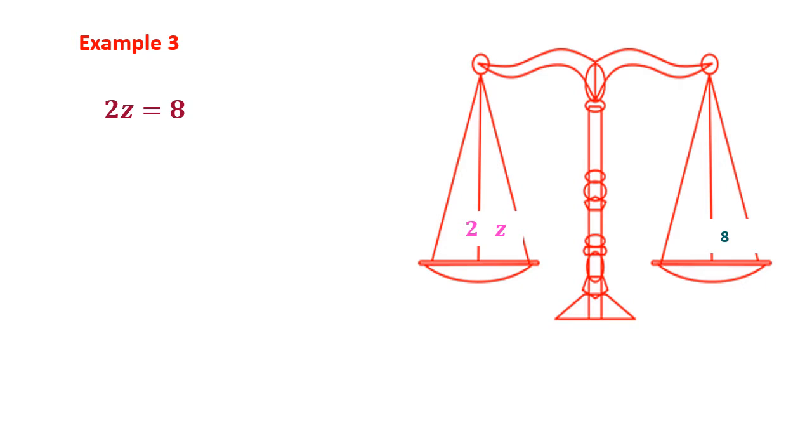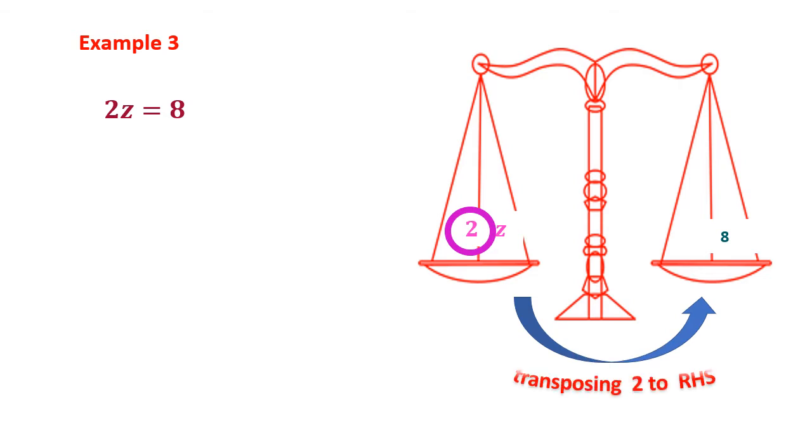Our aim is to remove 2 from LHS. So we will eliminate 2 from LHS. In order to eliminate 2, we have to transpose it to RHS. Now on transposing 2 to RHS, what does it become? What will happen? Yes, as we saw in the previous slide, multiplication becomes division. So 2 will get eliminated from LHS and it will move to denominator in RHS.